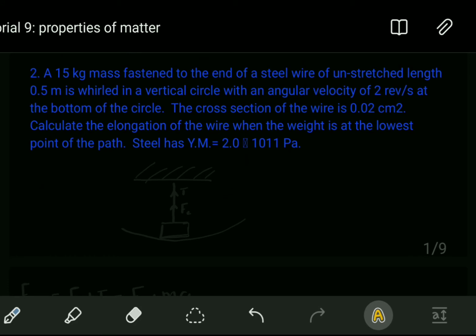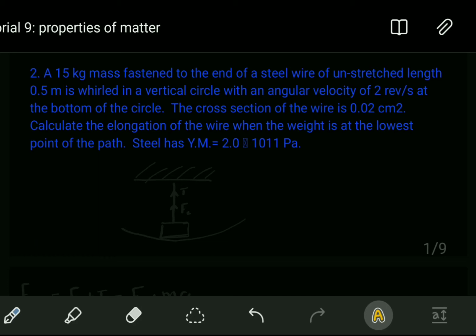Question 2 is saying a 15 kilogram mass fastened to the end of a steel wire of unstressed length 0.5 meters is whirled in a vertical circle with an angular velocity of 2 revolutions per second at the bottom of the circle. The cross-sectional area of the wire is 0.02 square centimeters.